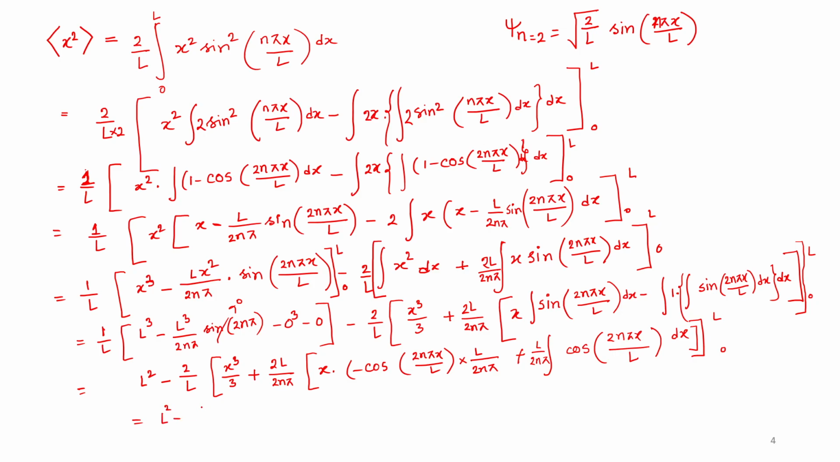L square minus 2 by L, x cube by 3 plus 2L by 2n pi, x minus x was, 2n pi x by L into L by 2n pi plus 1 by L by 2n pi. My L and 1 are almost looking like the same.